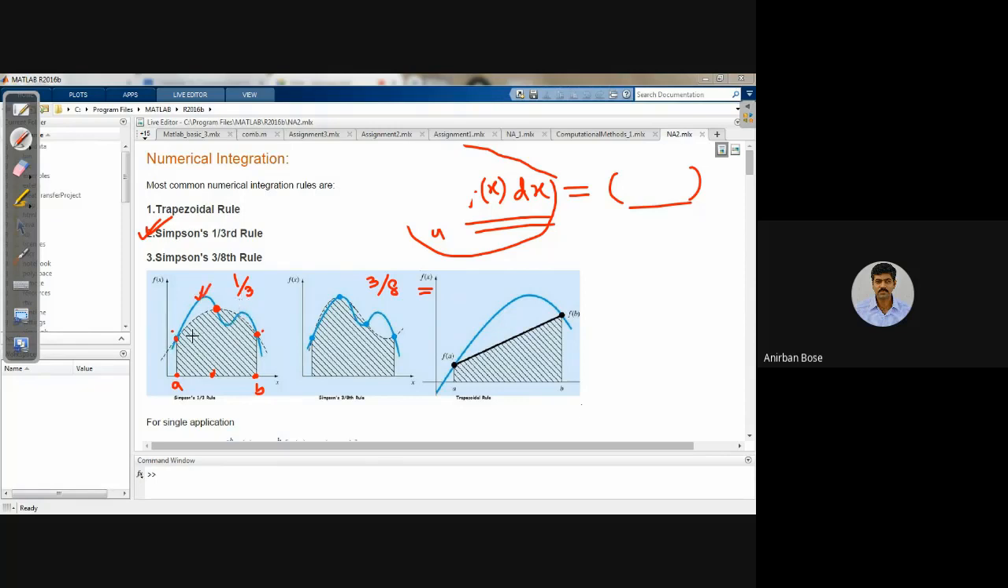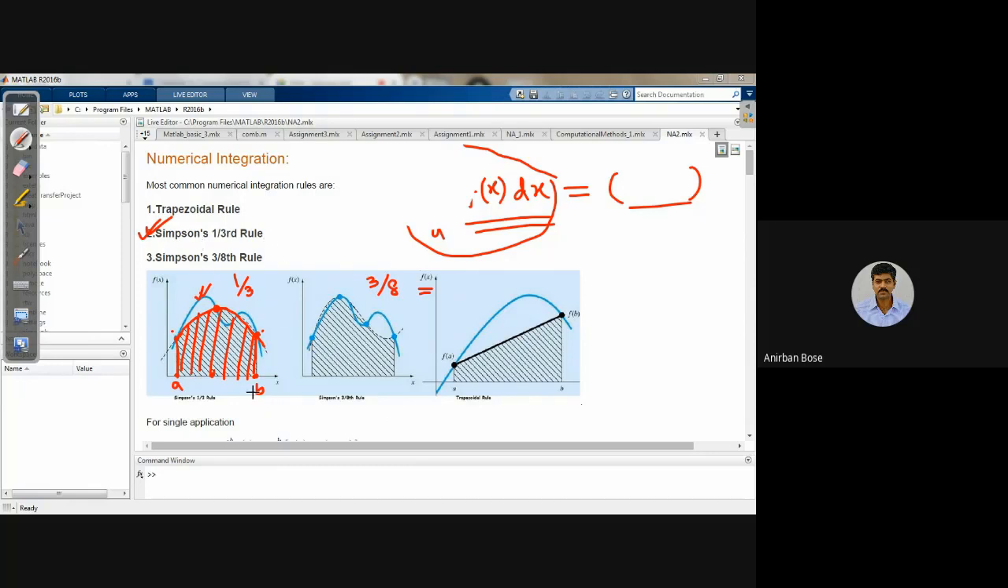we will consider a quadratic polynomial. A quadratic polynomial is nothing but a parabolic curve. So the area under that parabola will be the numerical approximation of the actual area under the curve of that function. This is the idea. So this is Simpson's 1/3 rule.